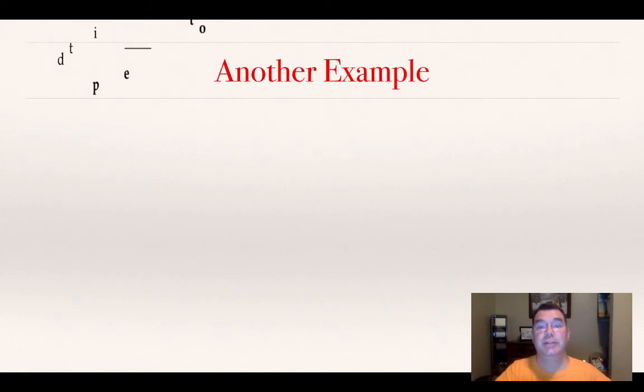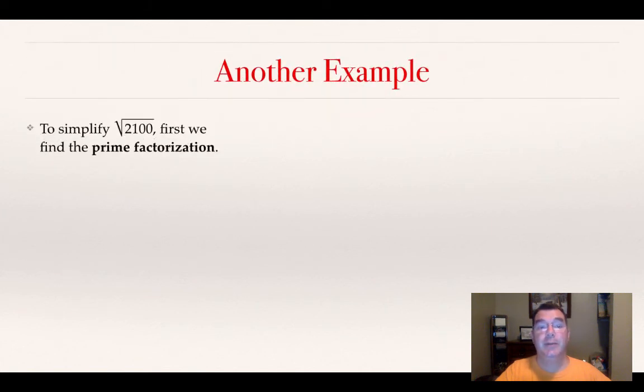All right, and here's another example just to work with a different number. Let's say I want to simplify the square root of 2100. Well, first I need to find the prime factorization, and I'm going to use the division method again. 2100 can be divided by 2, and the answer is 1050. That can be divided by 2, and the answer is 525. But that can't be divided by 2 anymore. So I'll divide it by 3.